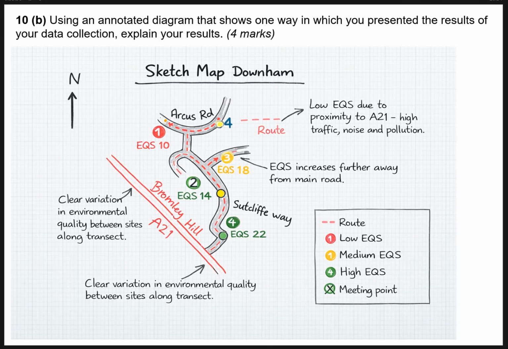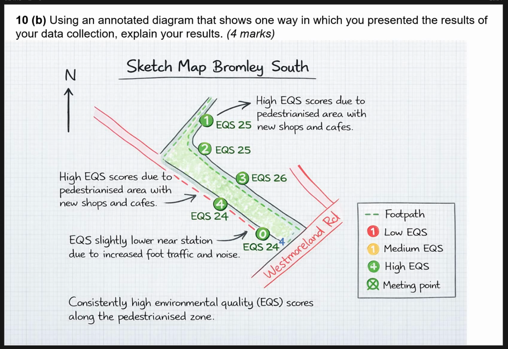The important thing here, if you do a sketch map, is to write down where they are and obviously make sure they make sense. The examiner's not going to come and check your data. It's about making sure that you can explain your data from an annotated diagram. So that's the one we did in Downham. That's the one we did in Bromley. So again, just showing the meeting points, the EQS scores as well, and an explanation.